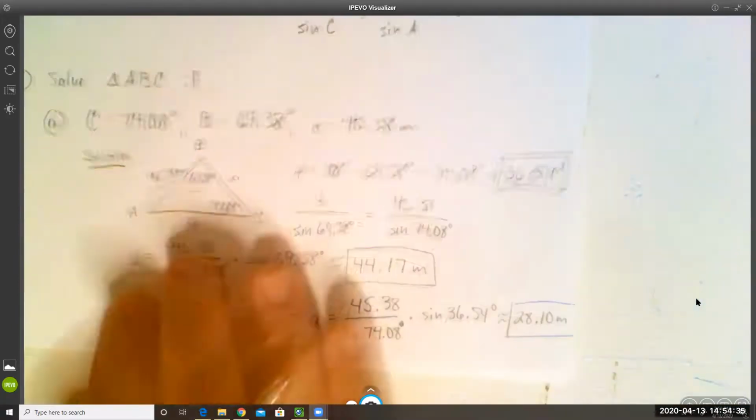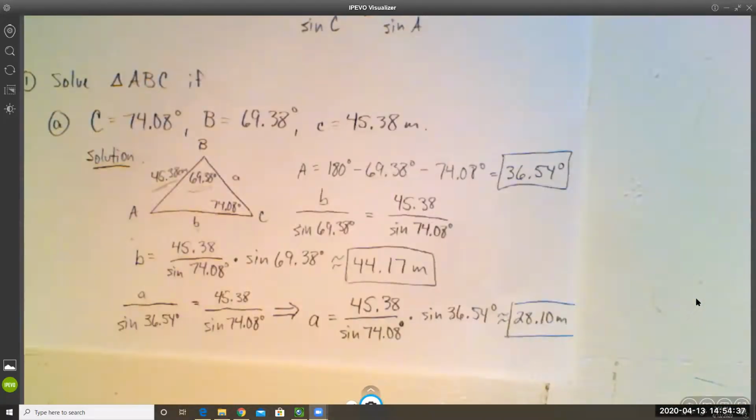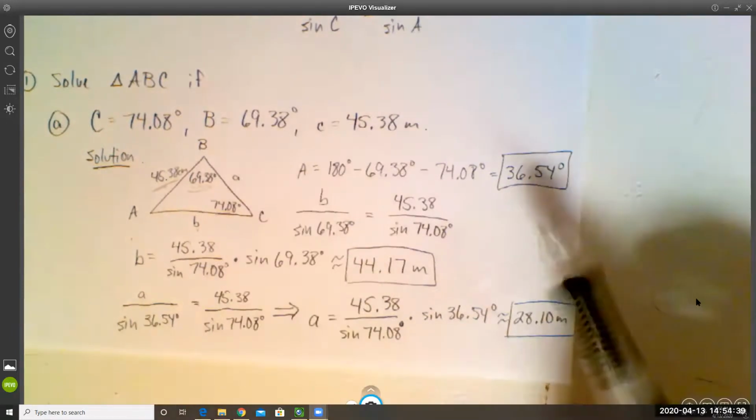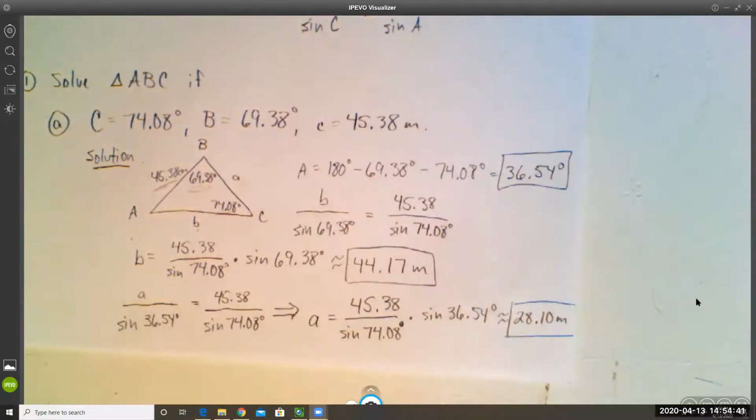Okay, and I've done it, right? So I was given three pieces of information. I found the other three pieces of missing information. And that's how we apply law of sines.